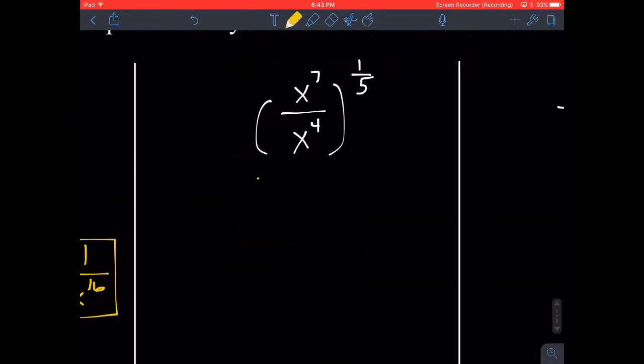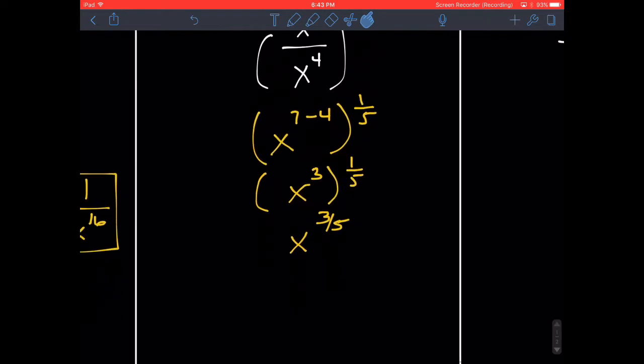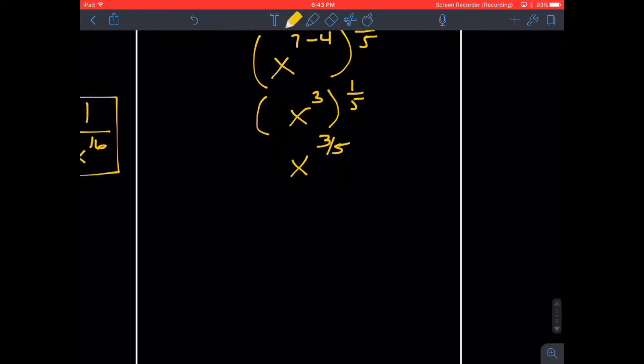Moving on, we see that we have a quotient on the inside of our parentheses, which means that we have to subtract our two exponents from one another. So we're going to get x to the 7 minus 4 raised to the 1/5. When we simplify on the inside, we're going to get x to the third to the 1/5 power. This is once again our distribution property, so we're going to multiply our two exponents, and this will give us x to the 3/5.